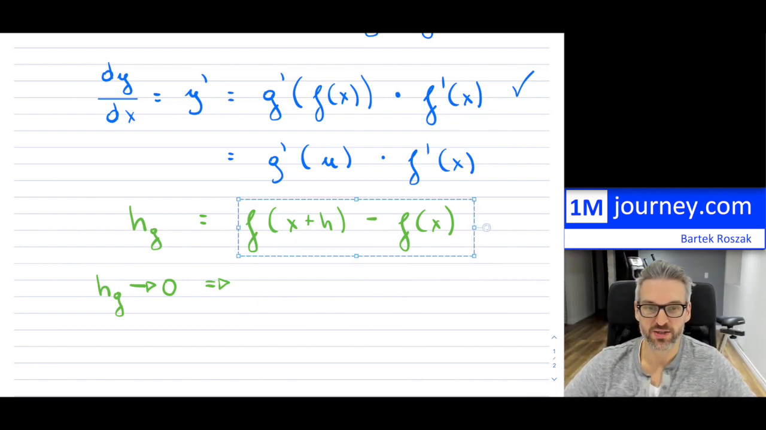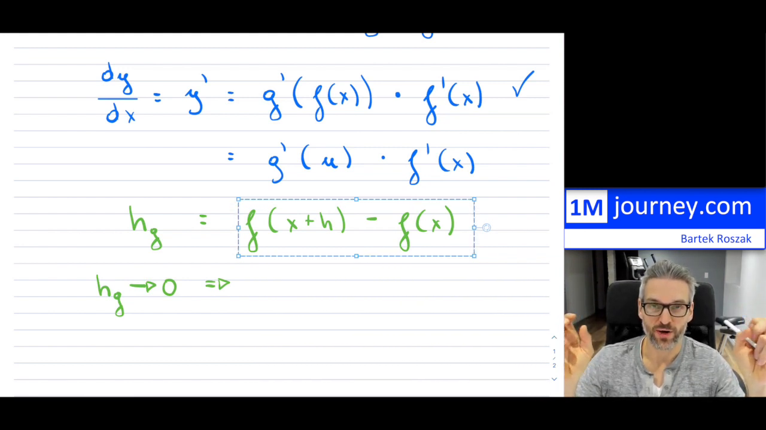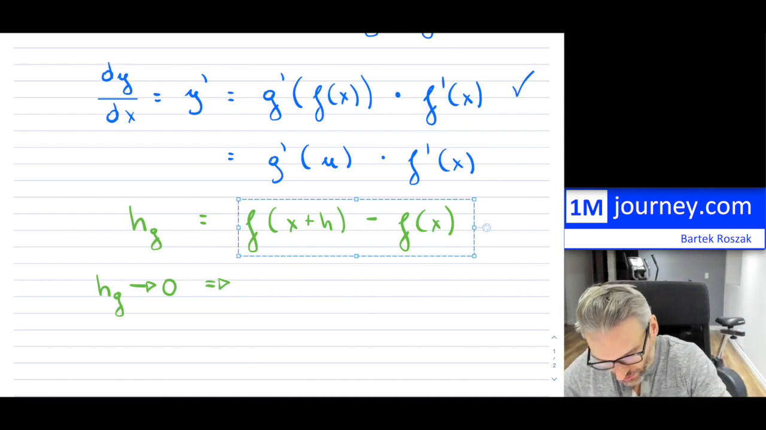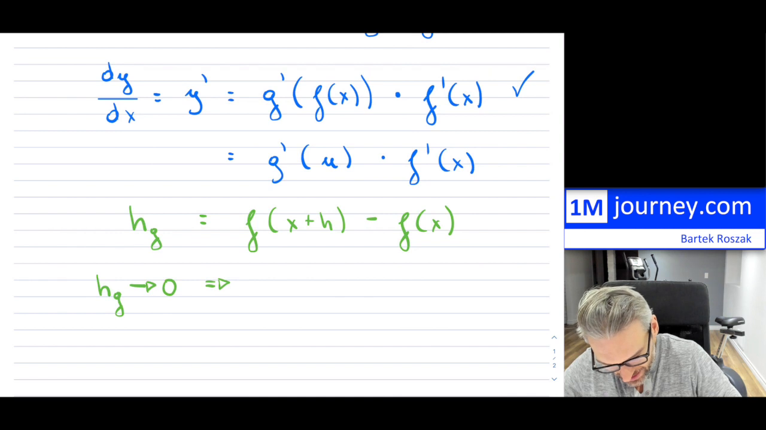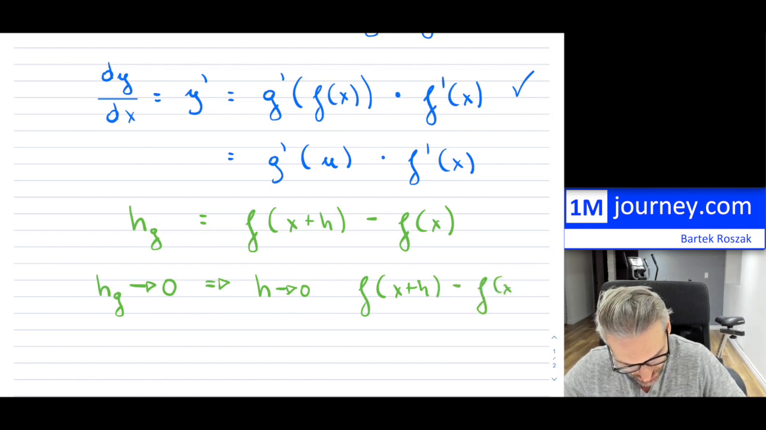Now, when does this approach 0? Because our x is just our input, right? So really the only thing, okay, is h, which is what's tending here. So these two things, it's like saying that this is having h approach 0 with respect to this f(x + h) - f(x).